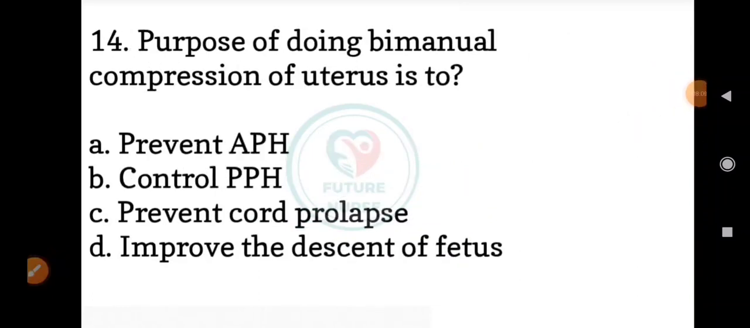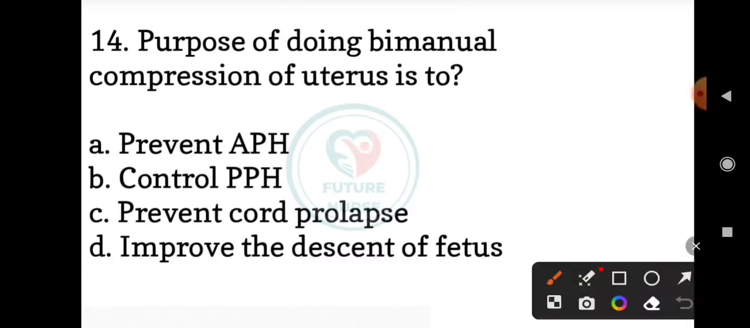Purpose of doing bimanual compression of uterus is to prevent APH, prevent PPH, prevent cord prolapse, improve the descent of fetus. So what's the purpose of doing bimanual compression of uterus? So it's mainly used to control PPH.